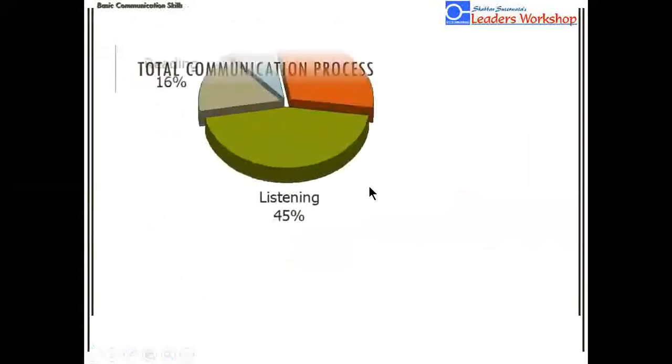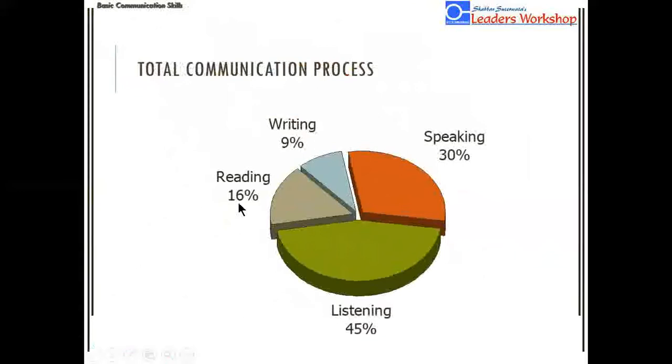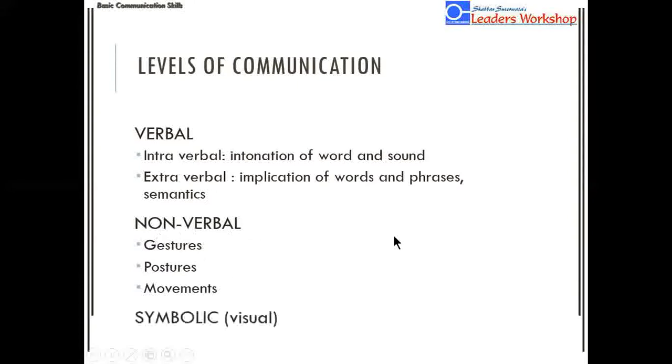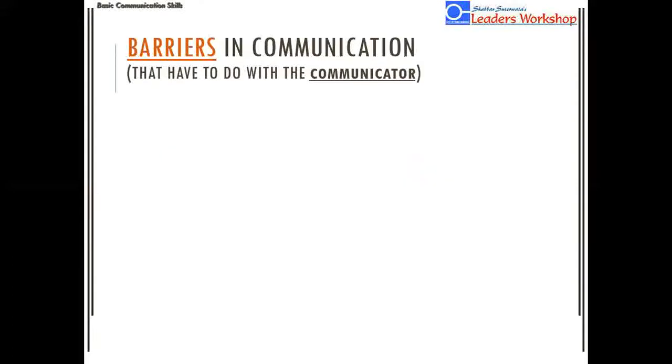Okay. So the total communication process indicates that 16% is through reading, 9% is through writing, 30% is through speaking, and 45% is when people are listening. So levels of communication. We've got verbal, where you actually express yourself through words and sound. And there's also extra verbal, where implication of words and phrases, semantics. Those are extra verbals. They are the additions that we add to the actual words that we converse. There's non-verbal, which is gestures, postures, and also movement. Symbolic, or rather visual, is also another level of communication.